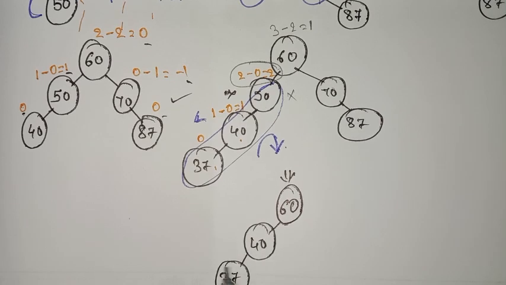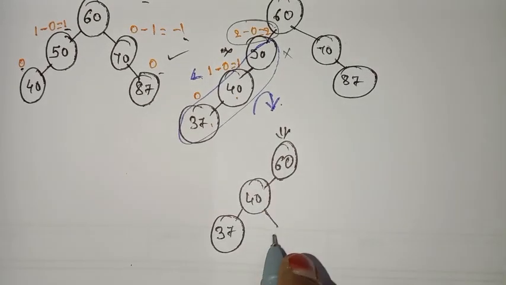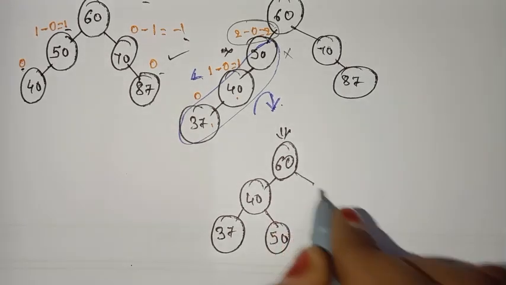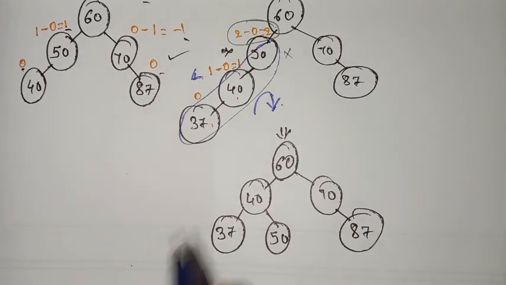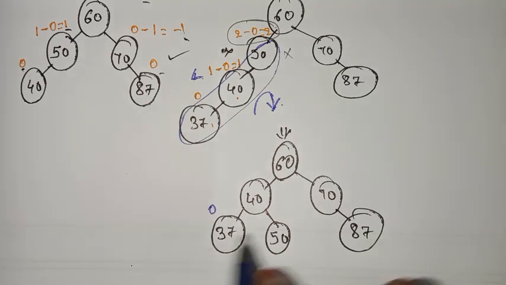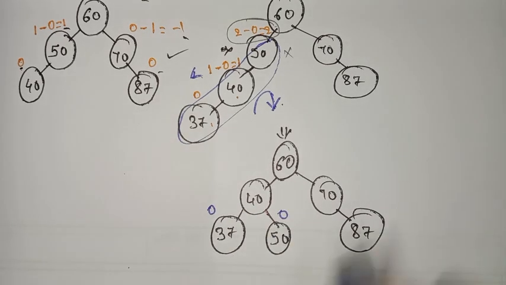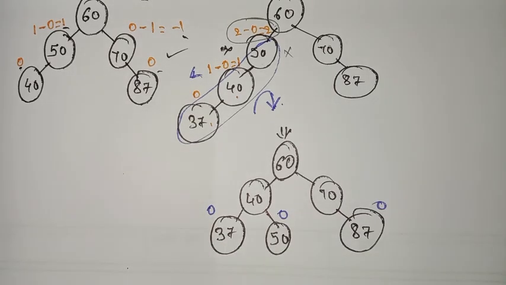40, 37 it will be and 50. Again on this side 70 and 87. So what we understood, again find the balancing factor. It is 0. It is also 0. These are the leaf nodes. So here 87 also will come 0.